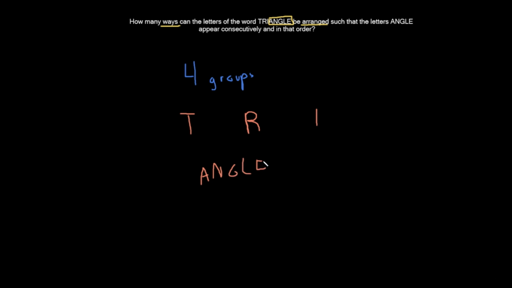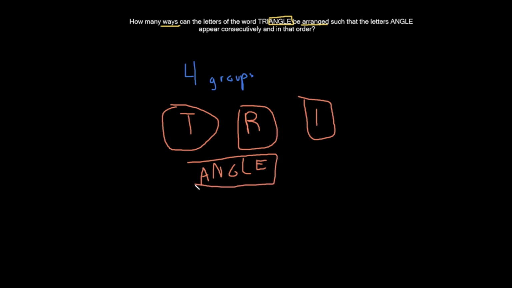So if we circle all of these in a group, T, R, I, and ANGLE, we will not split ANGLE up like this, for A as one group, N as one group, G as a group, and so on, because ANGLE must appear consecutively. So we have 4 groups.